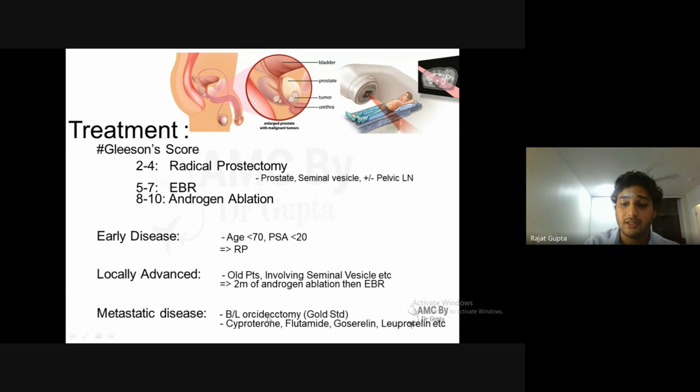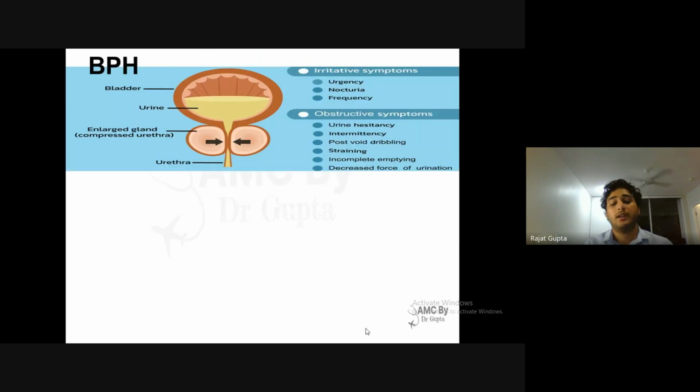Bilateral orchidectomy, we castrate the patient, and it is the gold standard. And the medications we use are cyproterone, flutamide, goserelin, and leuprolide. You don't have to memorize all the drugs, but you should have some idea what this drug is for, like androgen ablation. And now we talked about prostatic cancer because that was the question.